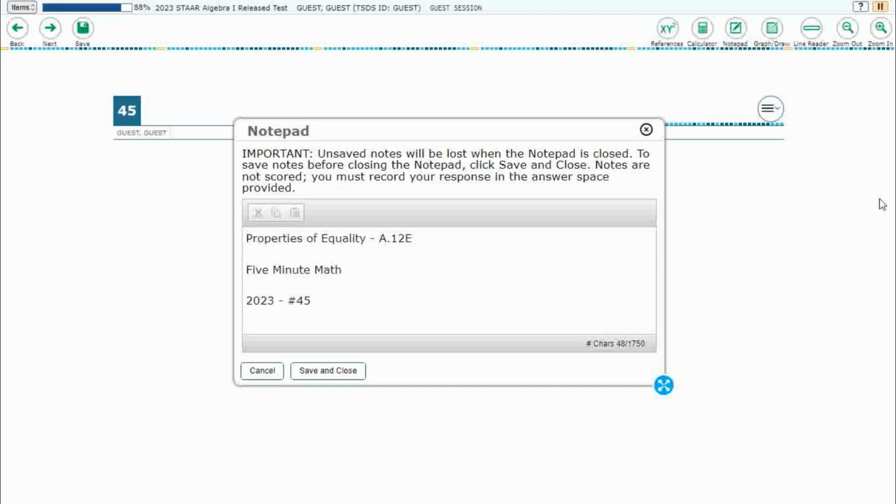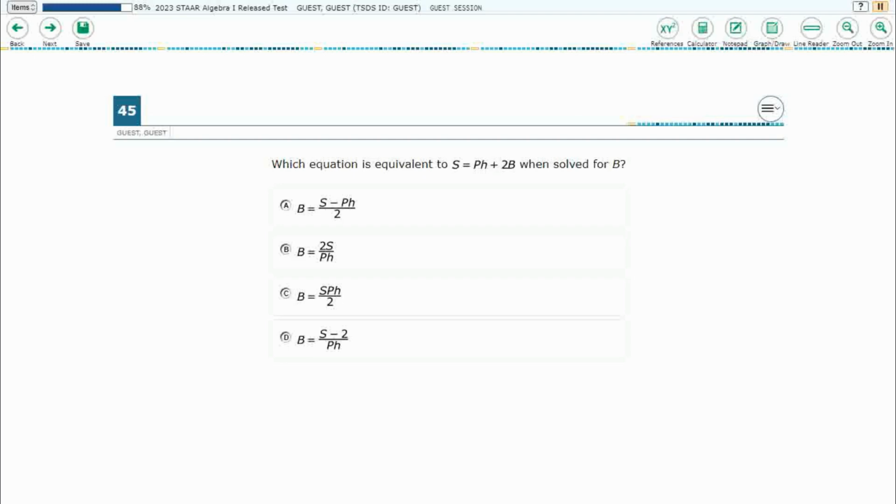Today we are looking at the Algebra 1 concept of properties of equality. This is standard A.12E in the great state of Texas, and we are using item number 45 of the 2023 released STAAR test. If you haven't done so already, please go ahead and take a moment to pause the video, work this problem out on your own, unpause it, and we will look at our answers together.